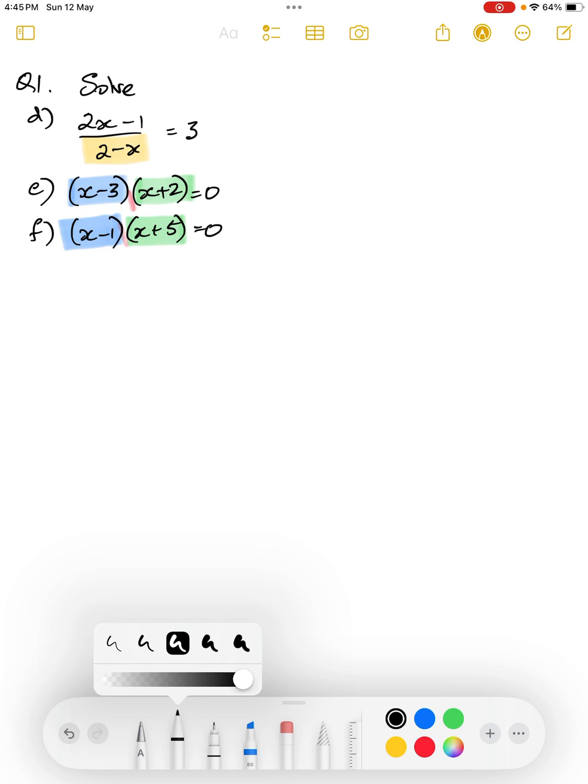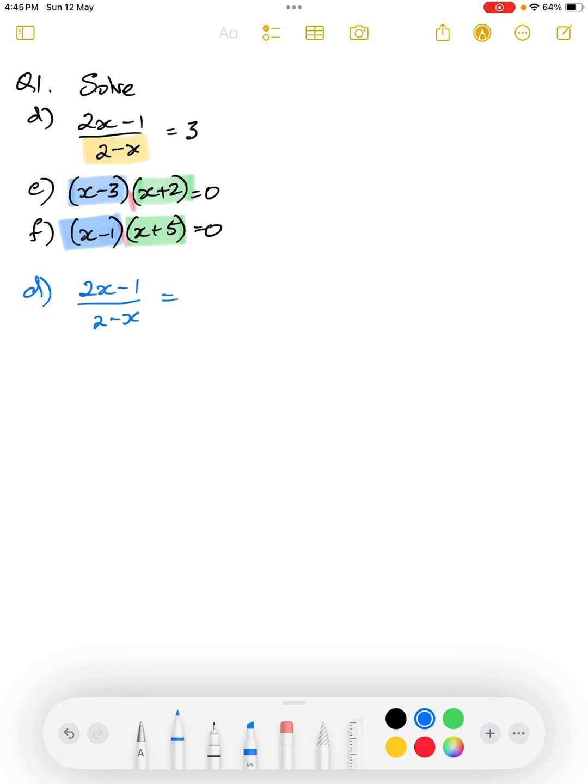So I hope you've given that a try before you've looked at this solution. So let's go through it. Part D. We're going to start by writing the equation, and you see that denominator can go up to the other side to be multiplied. So we've got 2x minus 1 on the left side, and 3 times that denominator, 2 minus x.